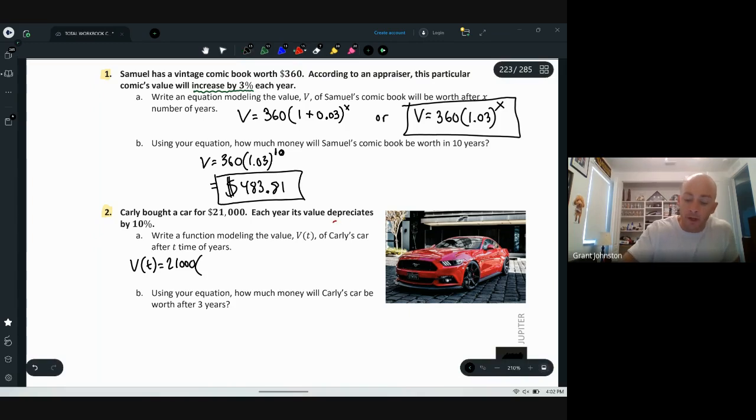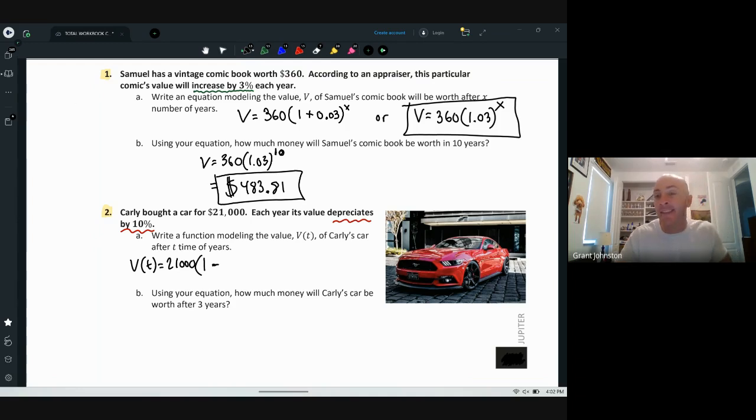Now it depreciates by 10%. So I'm going to do 1 minus, now 10% as a decimal is 0.1, to the power of t. We're using t as our variable. And that's what it looks like.